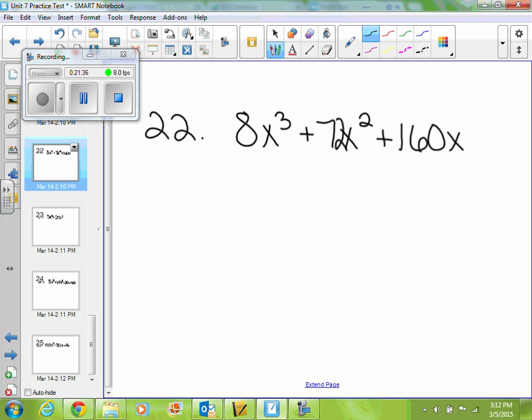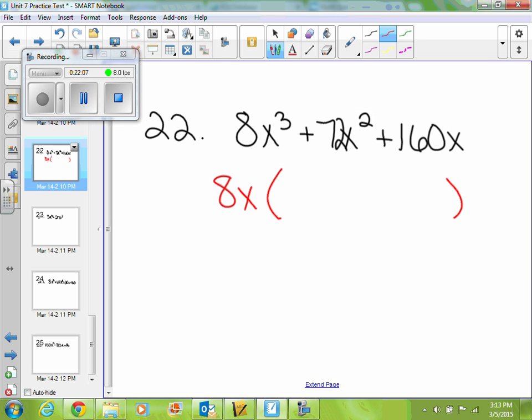Okay, so 8x cubed plus 72x squared plus 160x. First thing we always try to do is factor out our GCF. So is there anything that goes into 8, 72, and 160? 8. Okay, so we're going to take out an 8. What goes into an x cubed, x squared, and x? X. So our first thing is we're going to factor out an 8x. That will make our problem look a lot simpler.